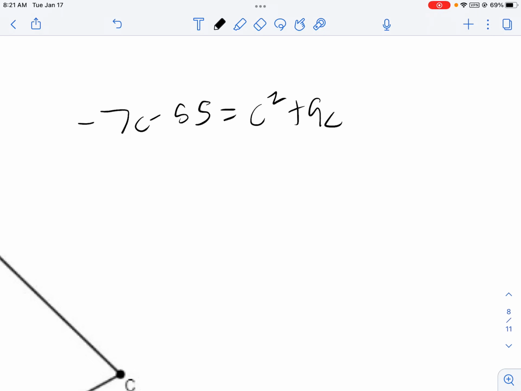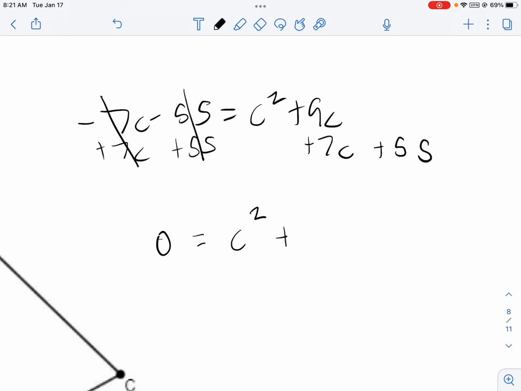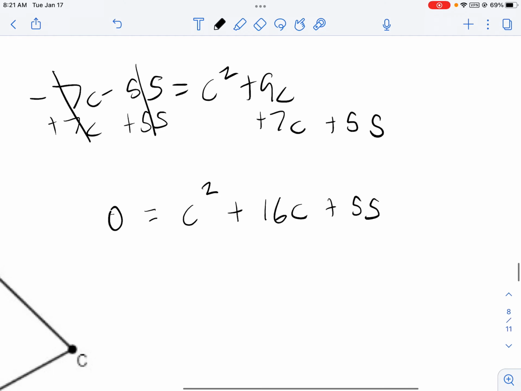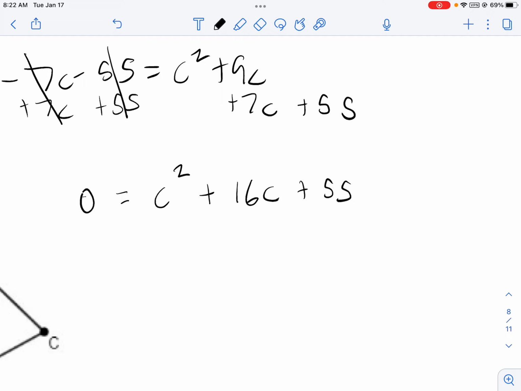Let's do it. To factor, you want everything on the same side, so you can either move this to the left or move this to the right. It doesn't matter, you will end up with the same answer either way. Because I like keeping my c squareds positive, it makes my life easier, I'm going to move everything to the right. So I'm going to add 7c and add 55. Now those cancel, you're left with 0 on the left. On the right, we have c squared plus 16c plus 55, because that's just 9 plus 7, 16.